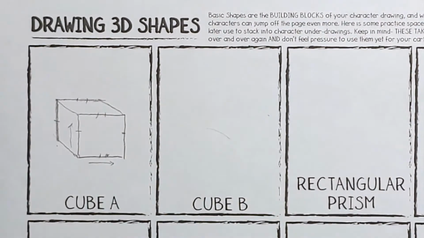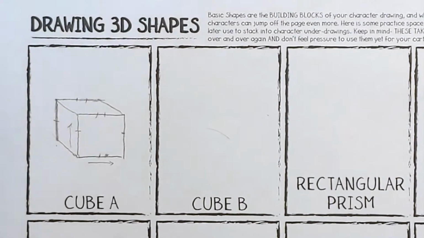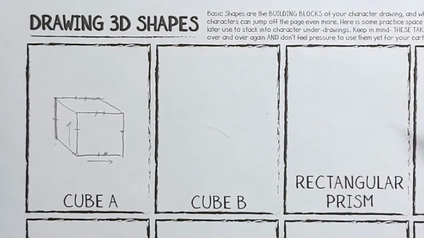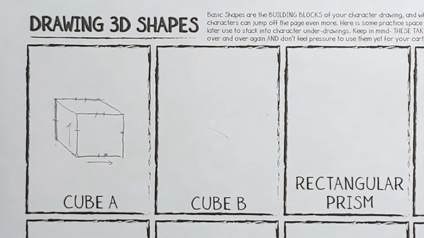So practice it, print off one of these sheets, and if you want to do it over and over again, you can always just sketch them on a blank sheet of paper. You don't have to always use these sheets by any means. So with cube B, we're going to take a look at the cube from a slight angle. Now this is kind of like 1-point perspective.